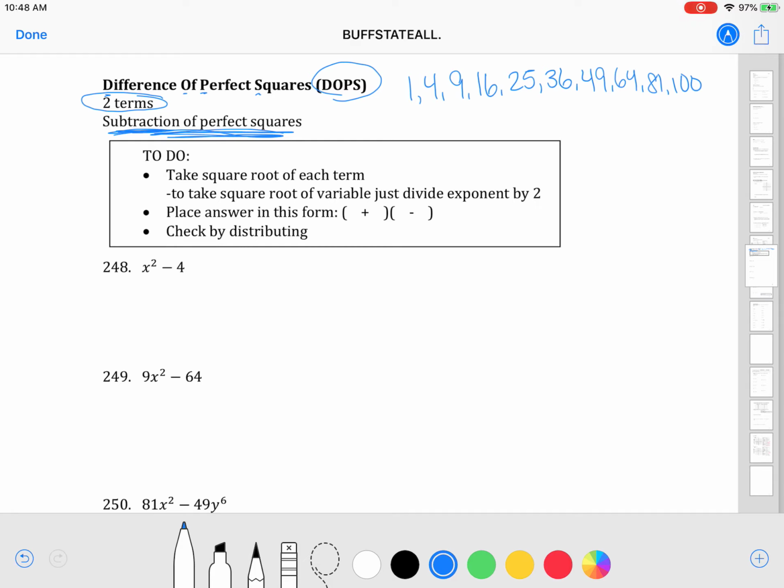Okay, so for 248, again, 2 terms, I have subtraction. 4 is on my list of perfect squares, and x squared is a perfect square because it has an even exponent.